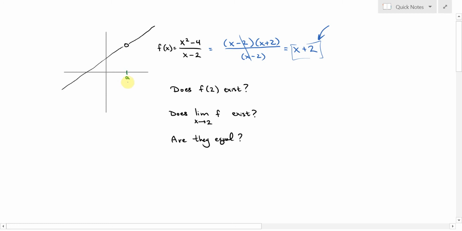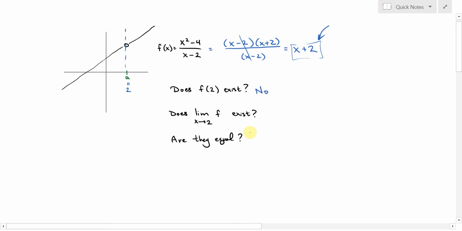a equals 2 here for me. So I've drawn the graph of it right there. So here at a equals 2, you see there's a hole in the graph. It's not defined there at all. Otherwise, it looks just like the graph of x + 2, this linear function. All right, so the question is, does f(2) exist? And the answer is no. You can't plug 2 into the definition of the function.